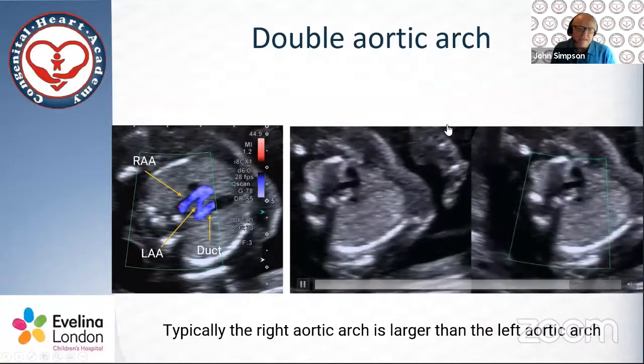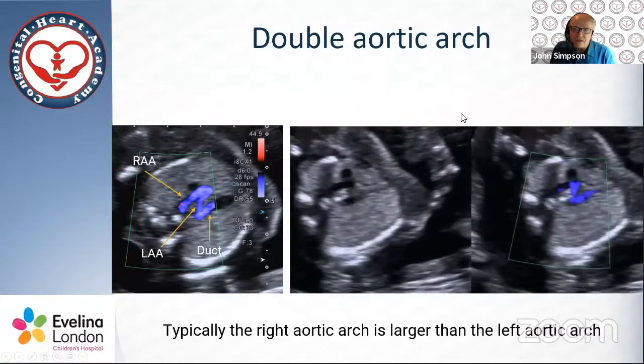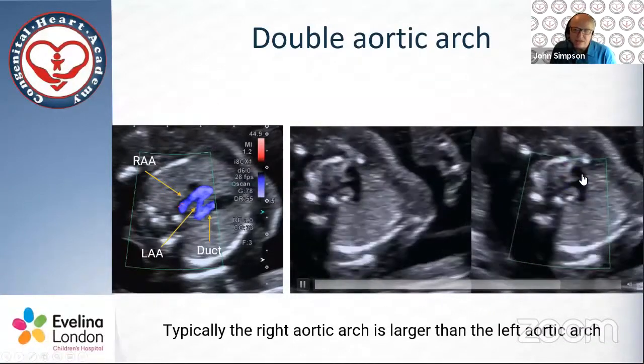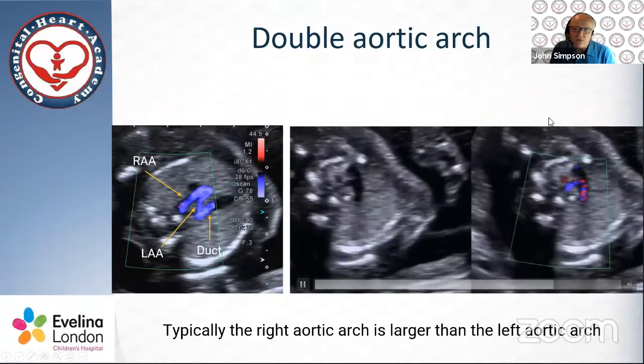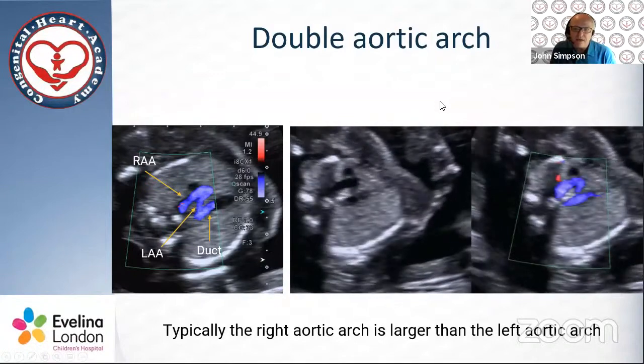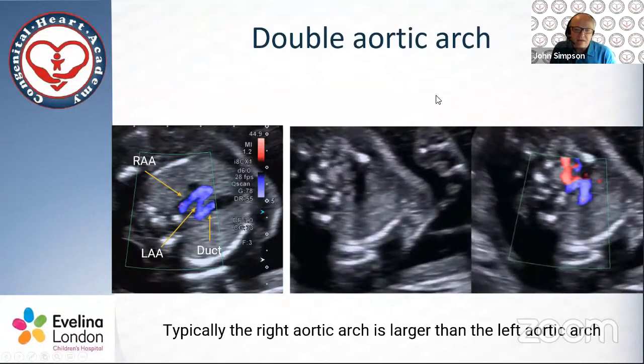So, double aortic arch. And very important in these cases, sometimes this is very obvious early in gestation, but this can become a lot more obvious in later gestation. So it's quite important to follow these cases up.